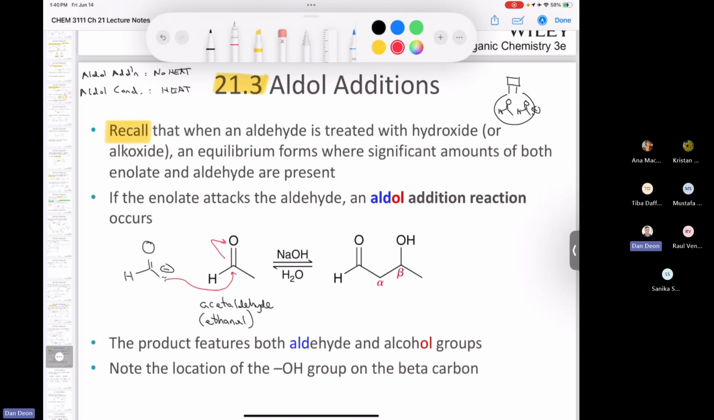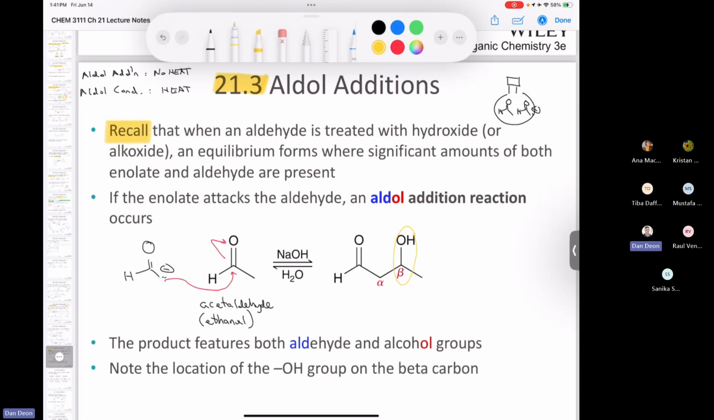So you can see that that's where this product comes from, and we call this an aldol addition product. Sometimes we call it a beta hydroxyaldehyde or ketone because you can see that we have a hydroxyl group on the beta carbon of our aldehyde in this case. So we call it an aldol. You can guess why, because it has the properties of both an aldehyde and an alcohol.